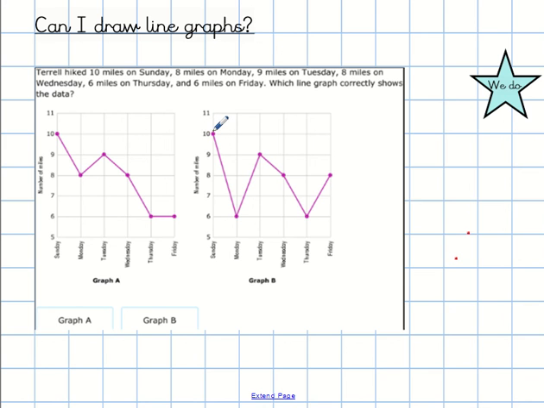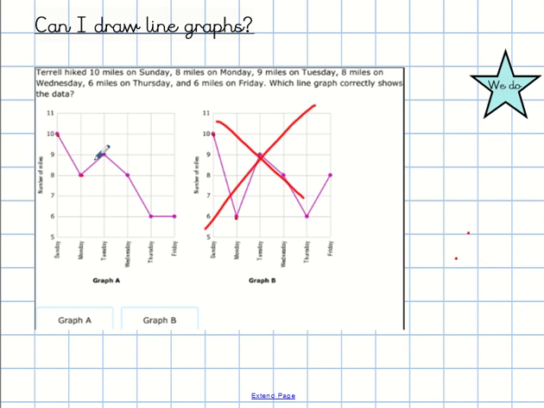Well, 10 miles on Sunday. So these both start off correctly. They both say 10 for Sunday, don't they? Then on Monday it said 8 miles. So, well, that one's correct. But this one said they only did 6 miles on Sunday. So we can already count out that this graph is wrong.